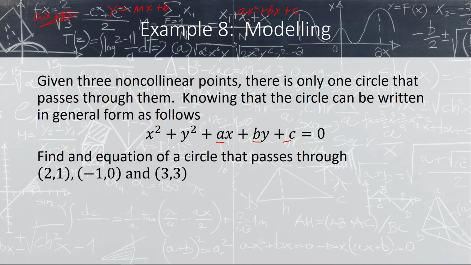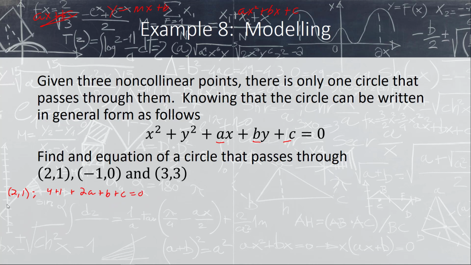So here we have these 3 points, and they are going to fit a circle. And we need to figure out the parameters of this circle, namely a, b, and c. And what we're going to do is substitute x and y for these points and see what we get. So let's go ahead and do that for 2, 1. That will give us x squared is 4, plus 1, that's y squared, plus 2 times a, plus b, plus c equals 0.